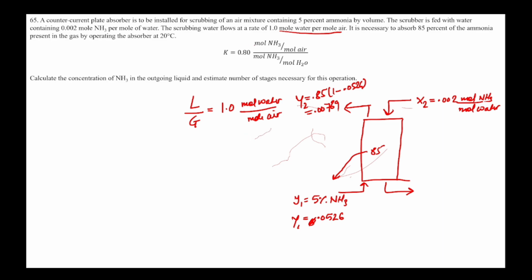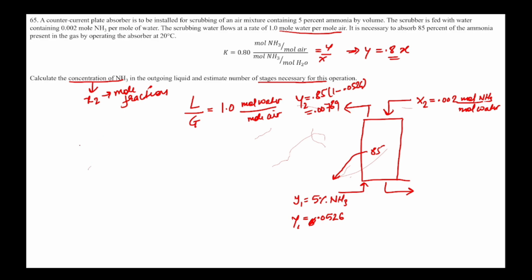So the K value is mole of NH3 per mole of air, this is Y. So Y upon X we have, so Y is equal to 0.8x. Okay, Y equal to mx. Calculate the concentration of NH3. It is saying concentration of NH3, that means it is asking small x2, the mole fraction. Mole fraction means concentration, not mole ratio. If you write mole ratio in place of mole fraction, the answer will be wrong. And estimate the number of stages necessary for this operation.